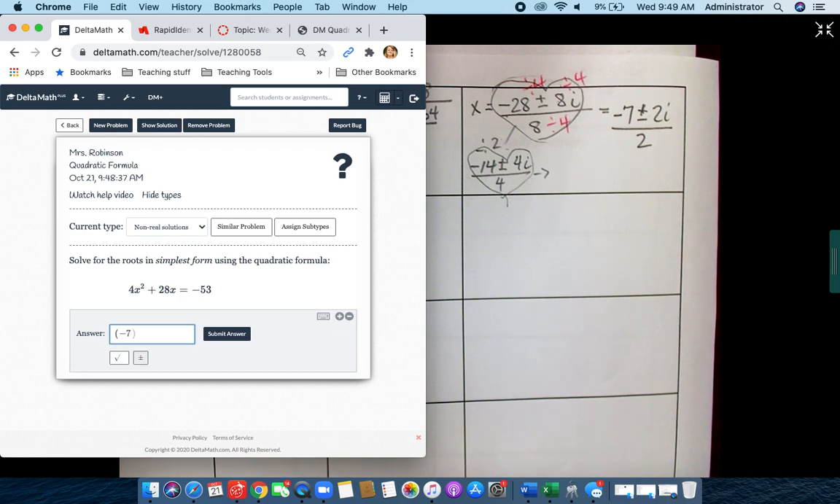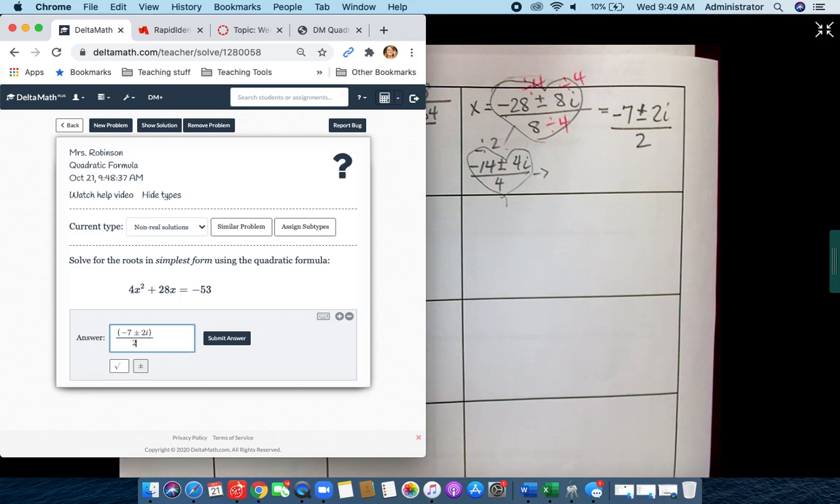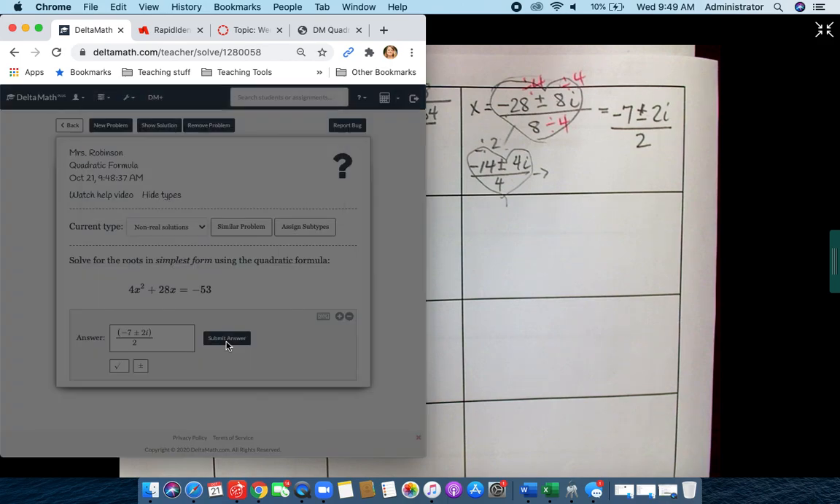So it will include all of this, select your plus or minus, in the numerator. And then it finishes up there. Now we can do divided by 2. So that's what you'll need to do in Delta Math if you've got a numerator like that. Make sure you do it in parentheses.